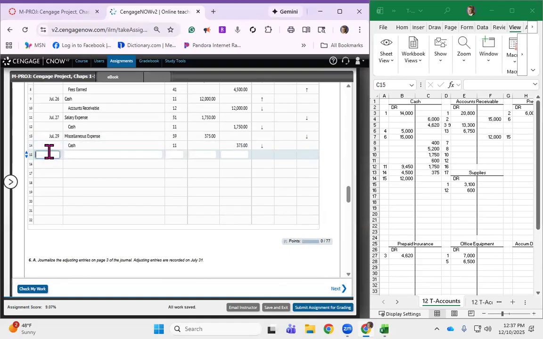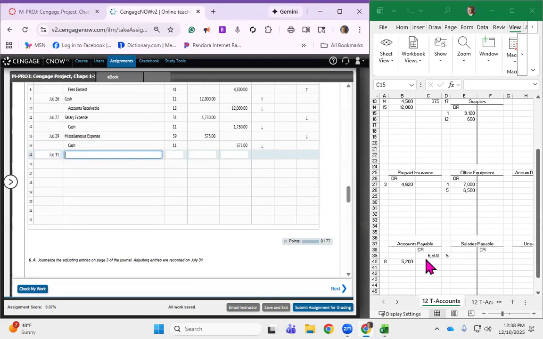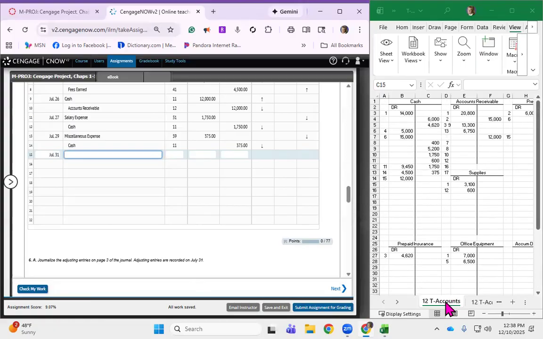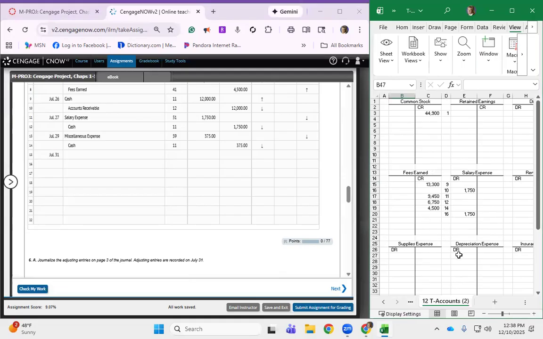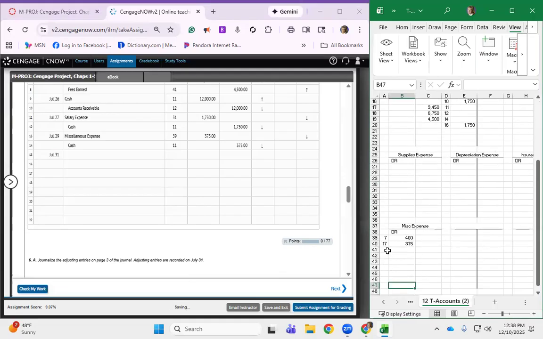New date. This is July 31st. Now, all of the dates from this point on should be July 31st because now we're at the year end. Here's what it says. It says we're going to pay an electricity bill for July of $675. Well, just like we paid the phone bill, the electric bill is going to go in miscellaneous. Now, that's not normally common. Usually a business has a utilities expense account.